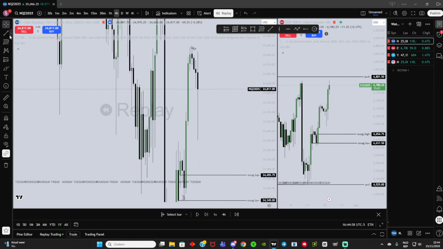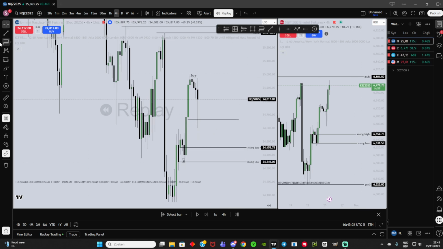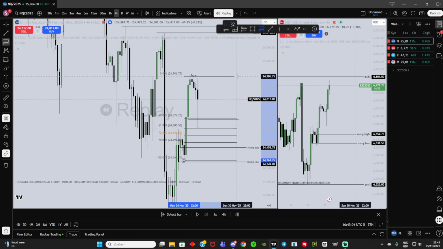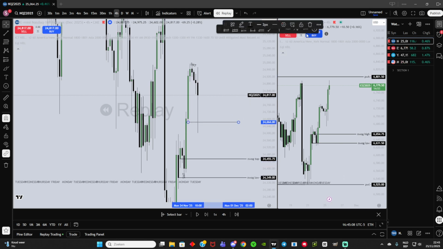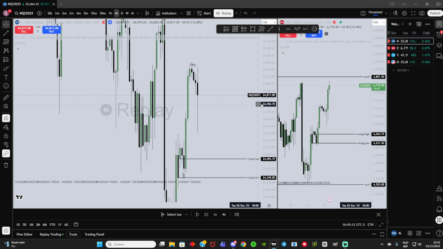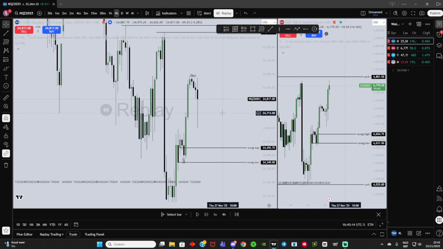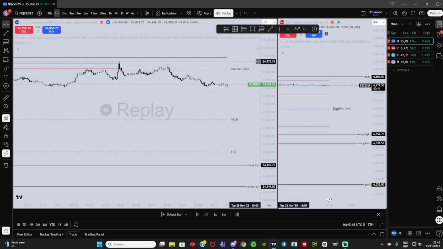I really wanted to see this 4-hour gap get filled, because that was the discounted PD array I wanted to get filled, aligning with the EQ of the range. So that's what I was looking for. We could have got a setup off of here, but I just didn't like the inversion we had there due to context and due to this SMT. So let's go over today's price action.